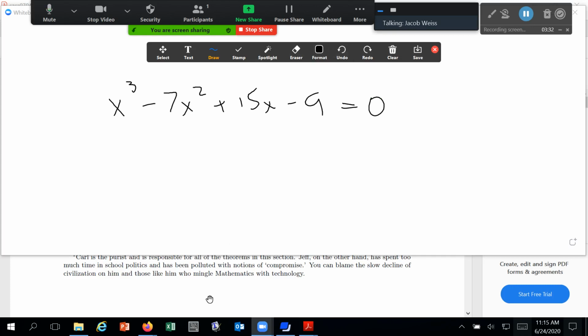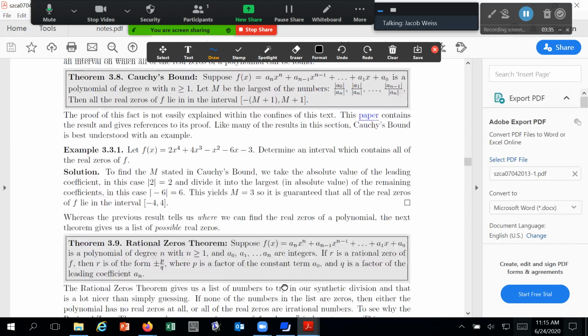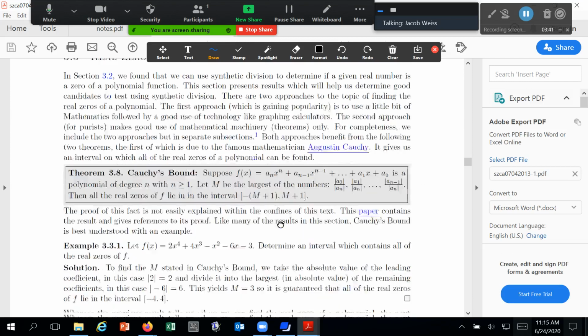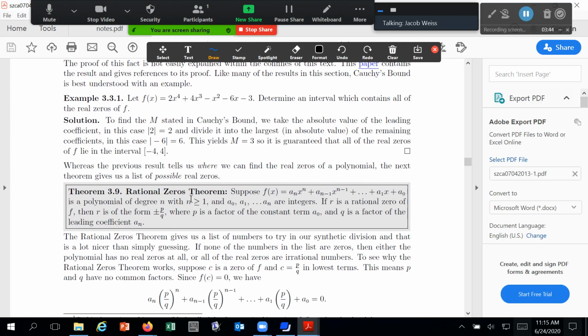I realized I have the book, so why don't I just show you the book. This is in section 3.3, page 269. Here is the rational zeros theorem. It says, suppose that our polynomial looks like a sub n x to the n down to a sub 0, the degree is n, so n is the biggest power of x, and all of these coefficients are integers. Then if r is a rational zero, it is of the form p divided by q, where p is a factor of a sub 0 and q is a factor of a sub n.